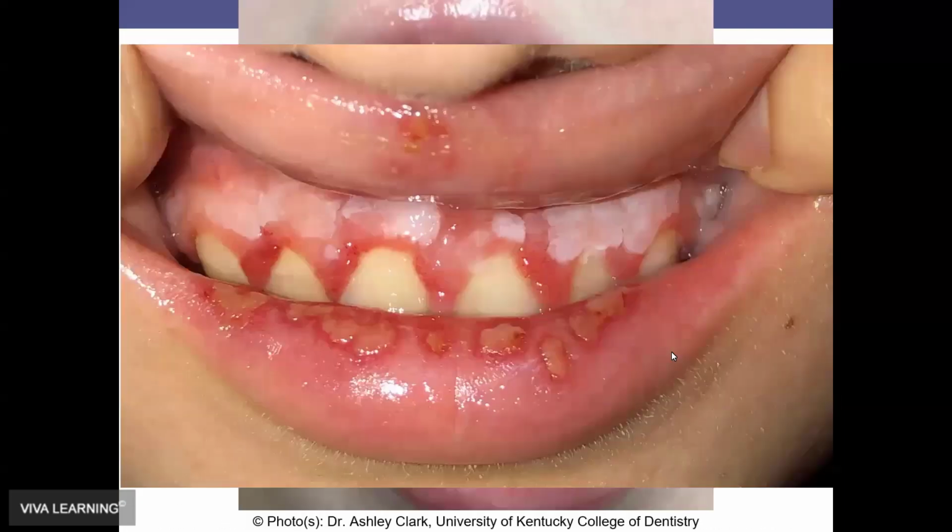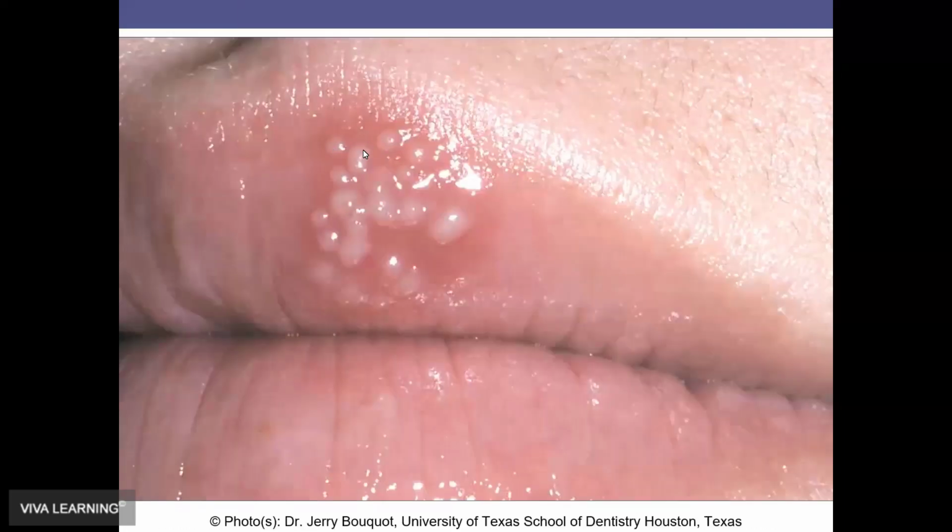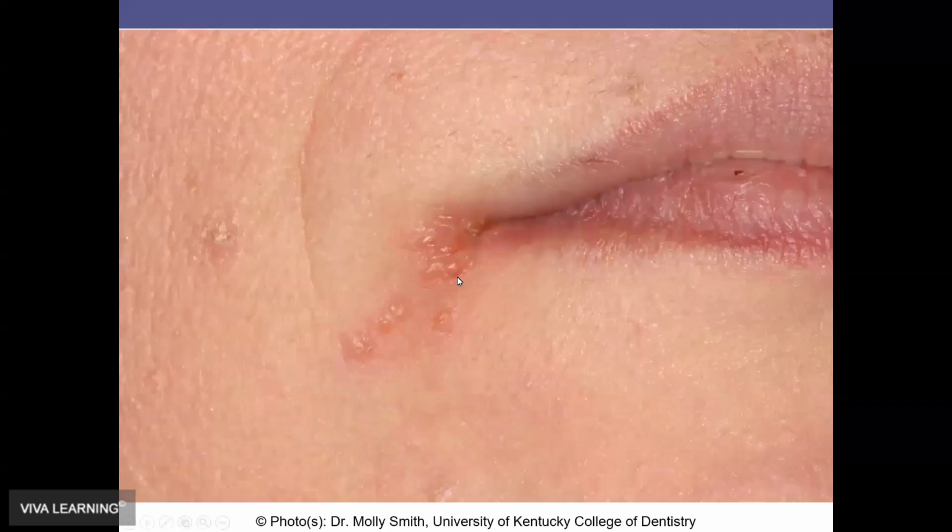So here are some examples of herpes labialis, so you can appreciate these intact vesicles. I would not treat this patient that day. Another example of a patient with intact vesicles. This patient actually was treated by the dentist, and all of these vesicles burst. So the dentist was very lucky that this patient didn't spread it to either herself or someone else.